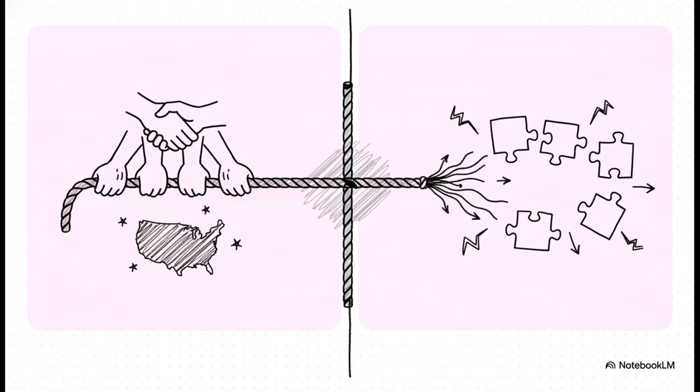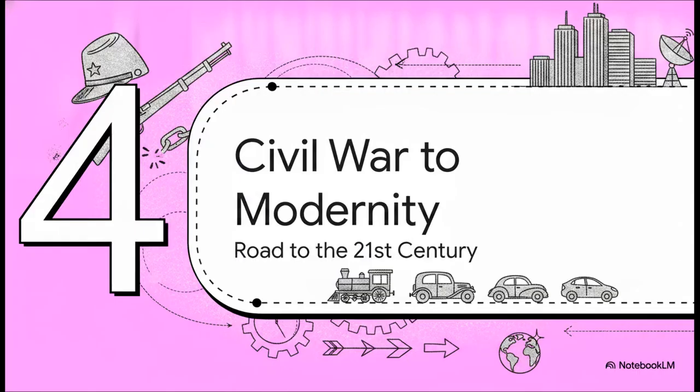And this creates a fierce internal tug-of-war. On one side, you've got nationalism, bringing people together with a powerful sense of unity and pride. But on the other side, sectionalism is tearing them apart with this intense loyalty to local or regional interests. You'll compare early political parties constantly weighing these opposing forces. This exact tension, the nation as a whole versus regional interests, is exactly what pushes the country to the absolute breaking point. Section 4. Civil War to Modernity, the Road to the 21st Century.